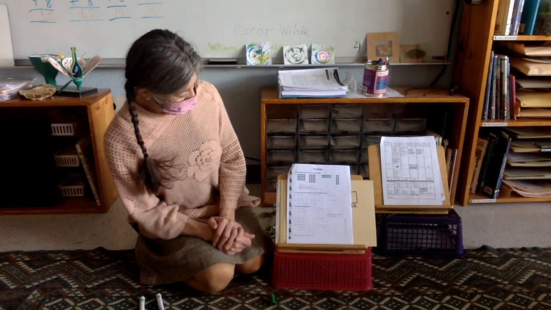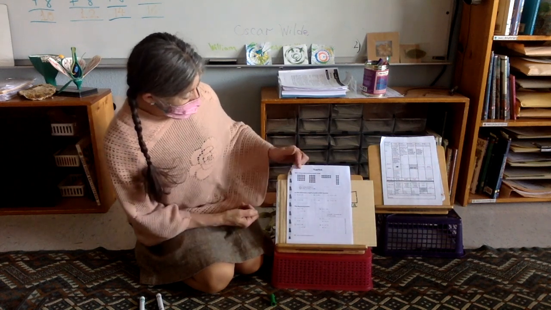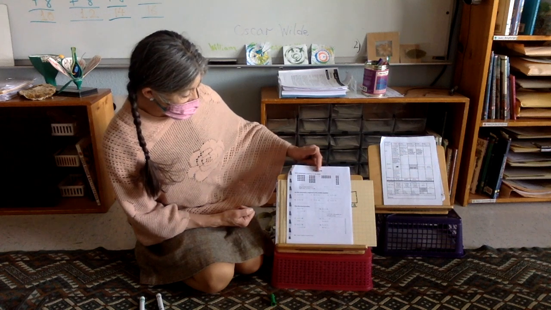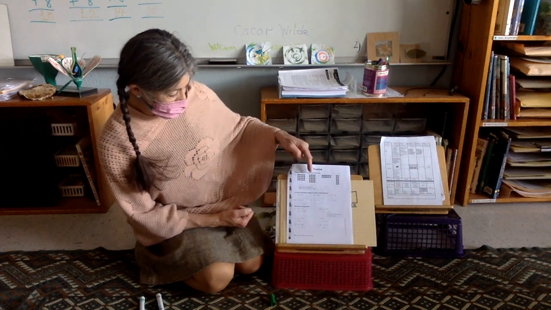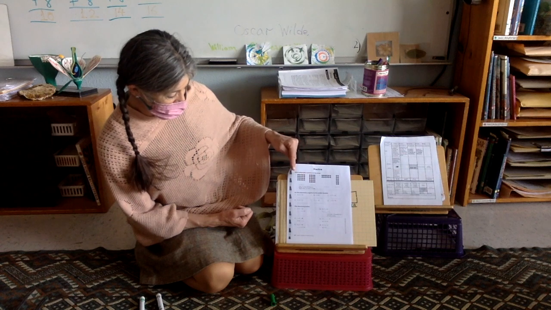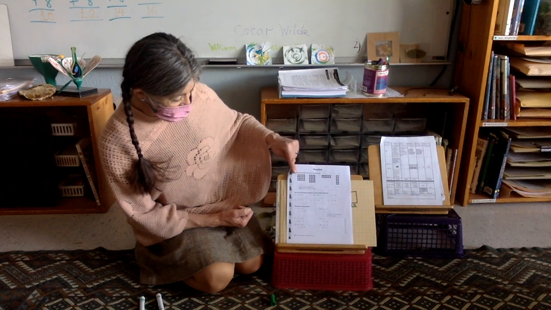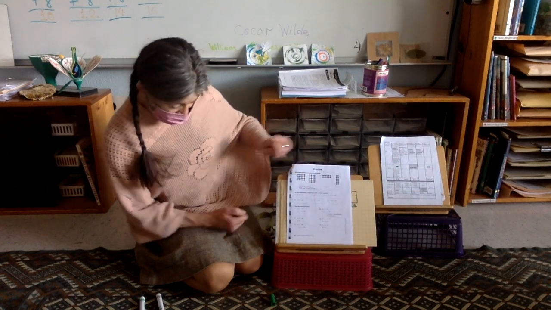Okay, we've got some arrays here. Write multiplication sentences for the array. This one, and then they flipped it, so I'll get us started. This is 4 groups of 5.